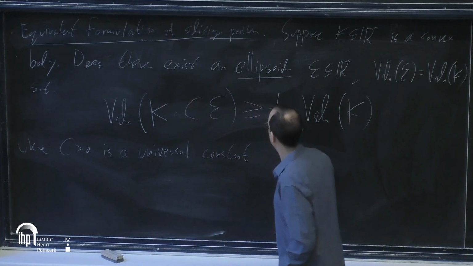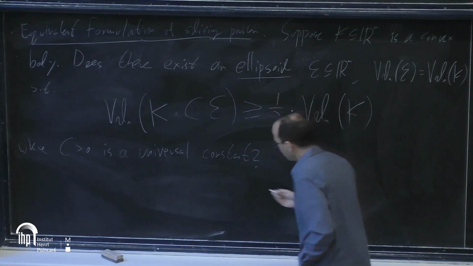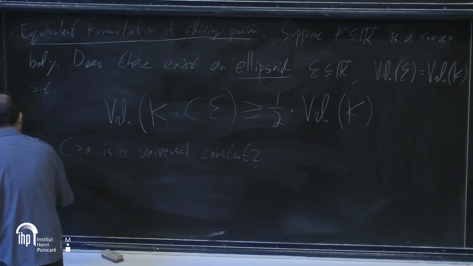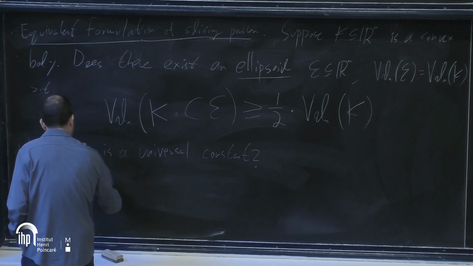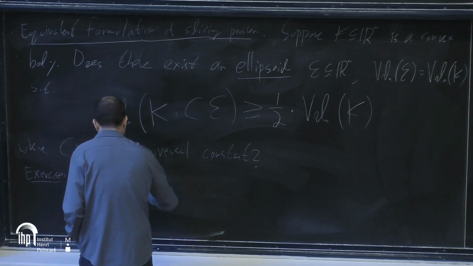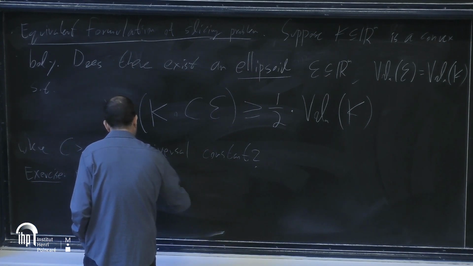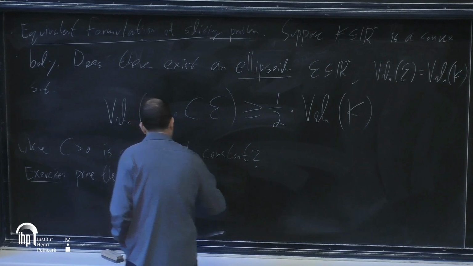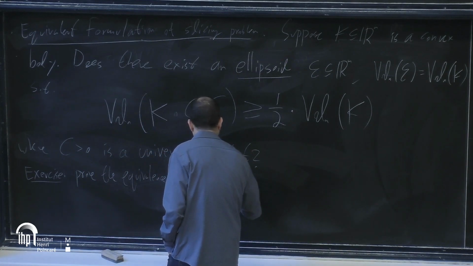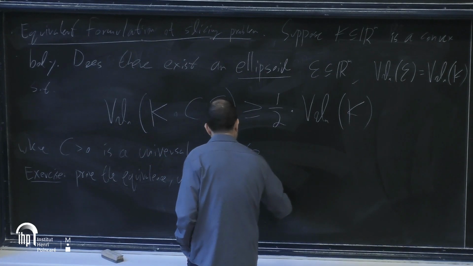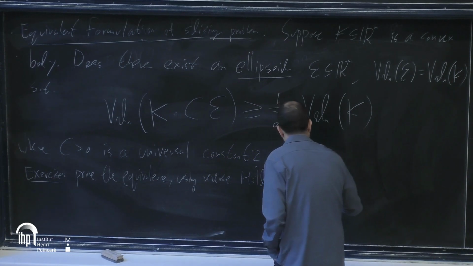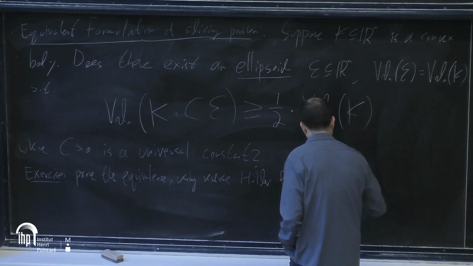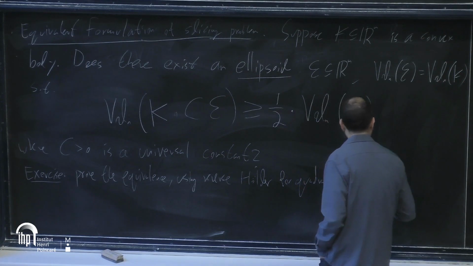Okay, so this is an exercise that follows from reverse order inequalities for quadratic forms. Prove the equivalence using reverse order inequalities for quadratic polynomials. Okay, so what do we have here?